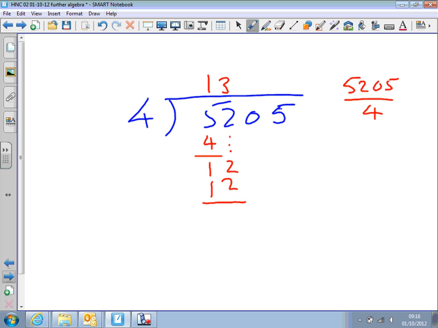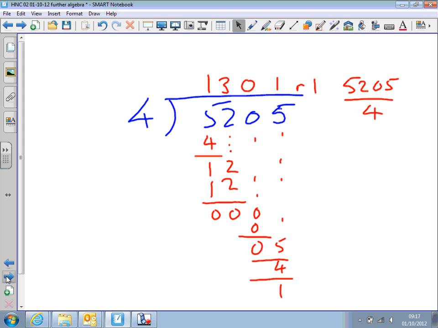What's the remainder? Nothing. So bring down the next. Well, there's nothing there. So 4s into 0, 0. Okay, so you bring down the 0. 4s into 0 goes 0. So remainder 0. Bring down the 5. 4s into 5 go once, which is 4. Remainder 1. Yep, and carry on. Or you can say remainder 1, you've got 1 left, okay?